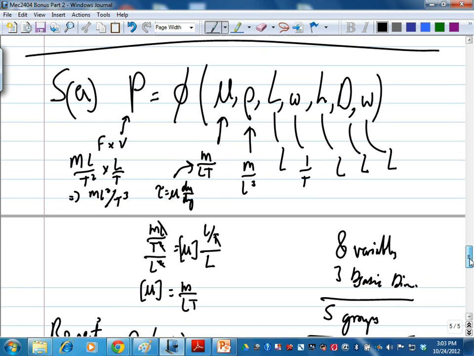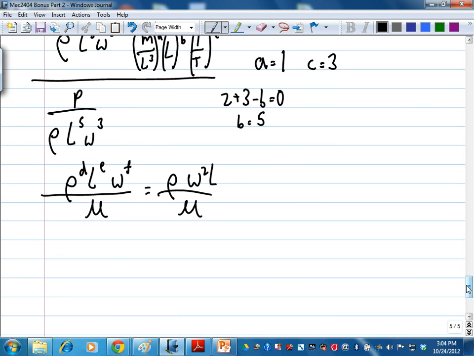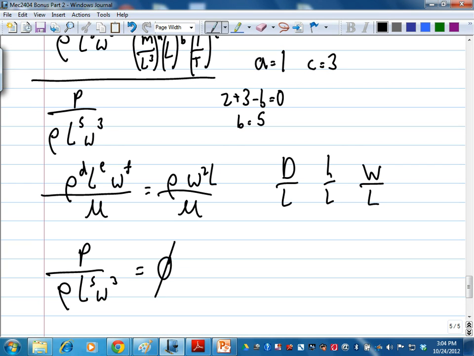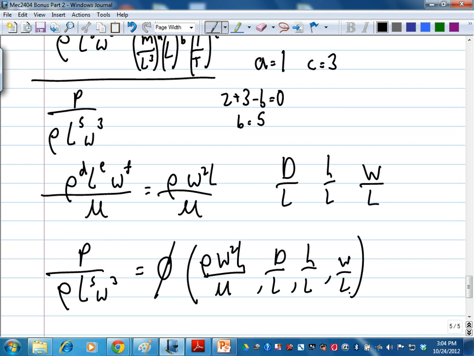H over L, D over L, W over L. The other ones will be D over L, H over L, W over L. So that's your 5 already. So P over rho L to the 5 omega cube is a function of rho omega square L over mu, D over L, H over L, W over L. 1, 2, 3, 4, 5. Okay, done.